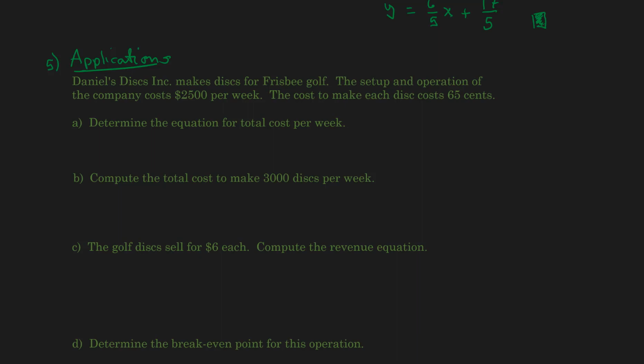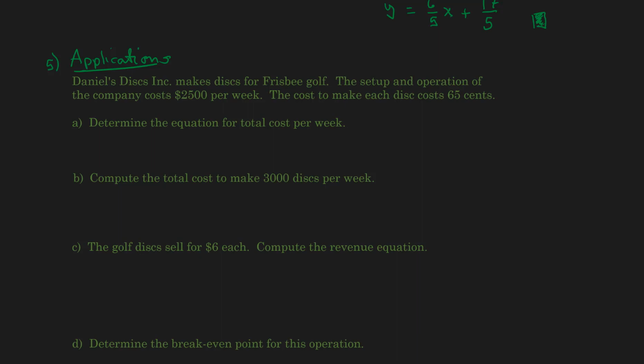The setup and operation of the company at $2,500 a week may sound a little expensive, but this setup and operation includes things like your insurance costs, your lease, the operation of the equipment, your utilities, the electric, the water, insurance on the company, all of your employee pay, benefits to the employees, etc. So $2,500 a week is a pretty easy number to get to. The cost to make each disc is 65 cents.